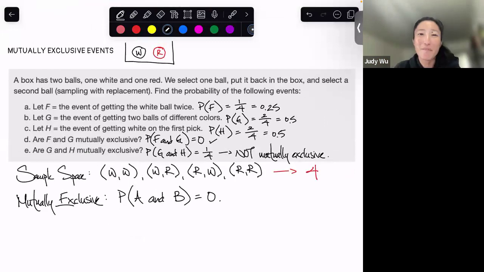Okay, so that's the theme for 3.2. We're going to take a look at independent and mutually exclusive events in a lot of different ways.